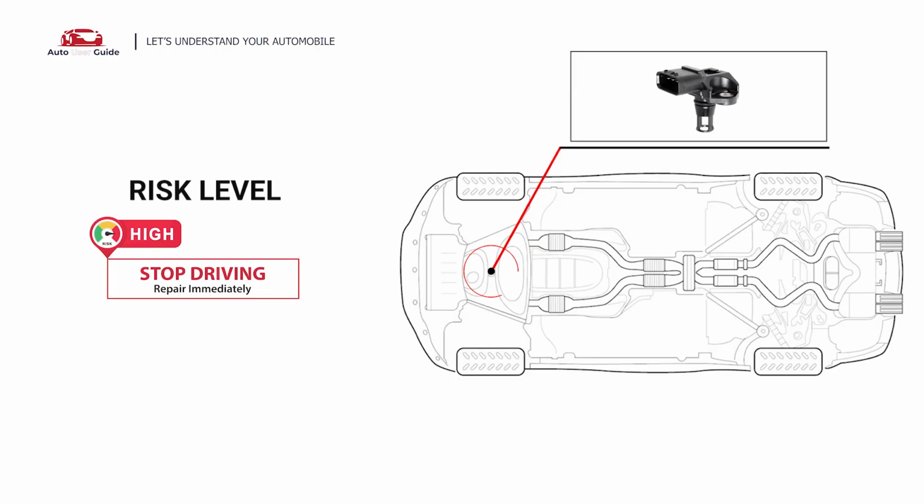This engine code indicates that the ECU is detecting an issue with the electrical circuit of the MAP/BARO sensor. This sensor is crucial for measuring engine pressure and plays a vital role in the fuel injection system. Under this circumstance, stop driving and repair your vehicle immediately.